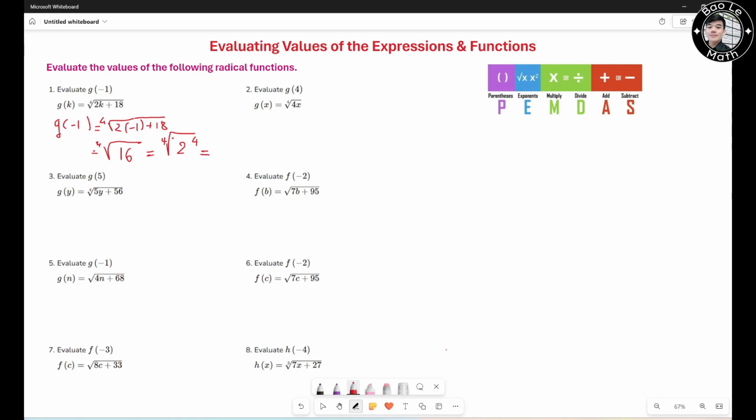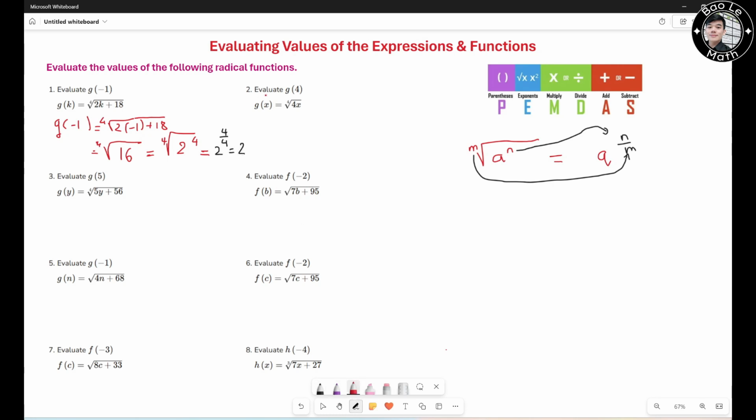So I convert the radical into the exponent, right? So keep in mind, if you have the m-th root of a to the power n, it turns out to be a to the power of n over m. The right goes to the top, the left goes to the bottom, so keep that in mind. So this guy turns out to be 2 to the power of 4 over 4. So 4 over 4 is 1, so 2 to the power of 1 equals 2, right?